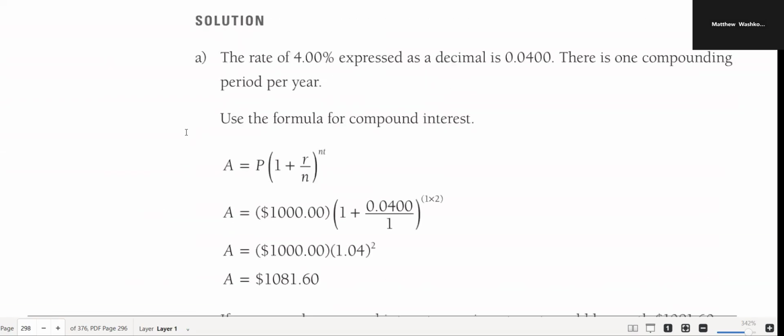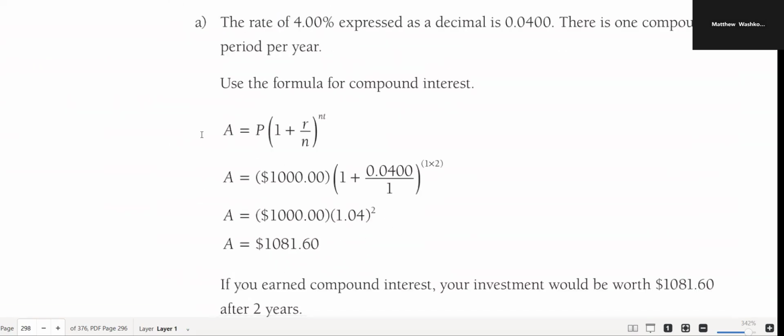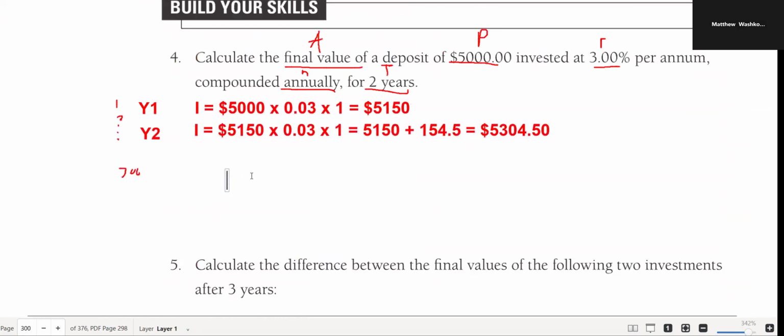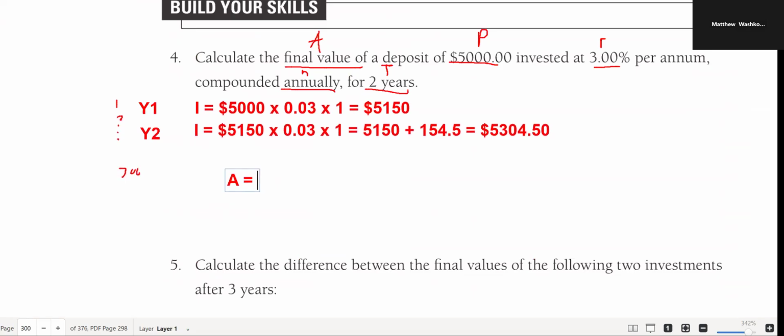Right? So always a good idea to go and check the formula out. I do recommend you write it down separately on a piece of paper because it's an easy way to remember it, right? A equals P, 1 plus R over N, to the power of N times T, right? A equals, what's my principal? $5,000 times 1 plus my interest rate is 0.03. It's compounded yearly, so I put a 1 there, to the power of N times T, which is 1 times 2, to the power of 2, right?